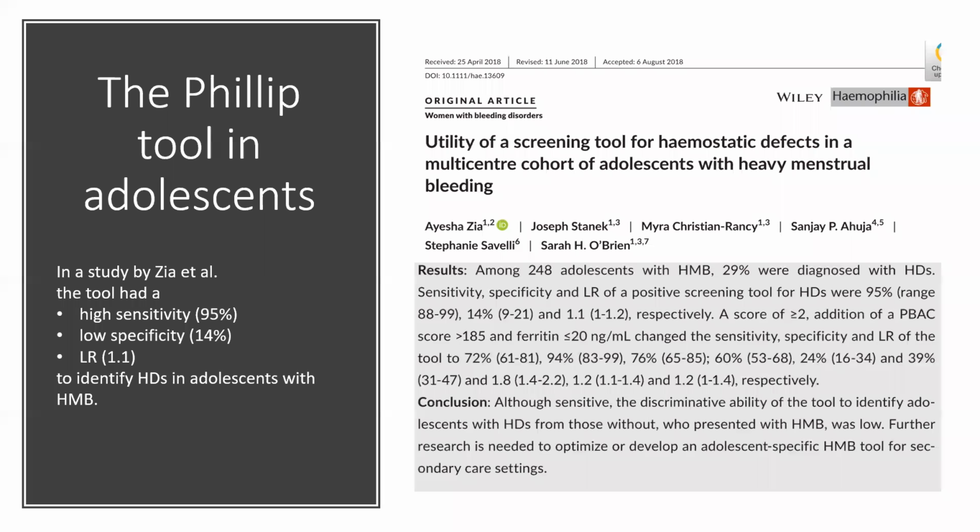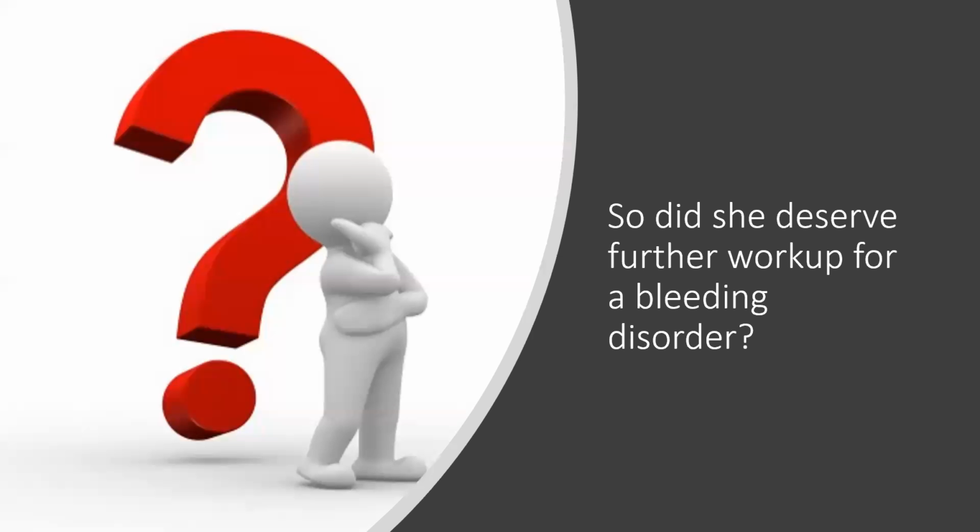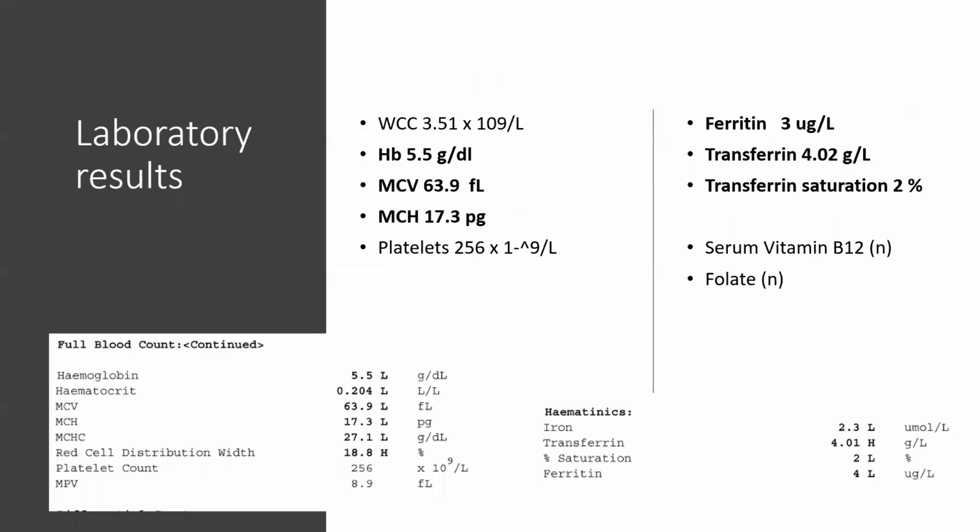Now, this Philip tool, as it became known, was subsequently studied by Zia et al. in 2018. And what they found in adolescents specifically is that it had a high sensitivity, but the specificity was actually low for identifying a hemostatic defect in adolescents with heavy menstrual bleeding. So did our patient need further workup for a bleeding disorder? And the answer was yes, based on her history.